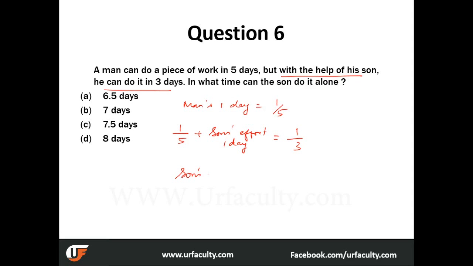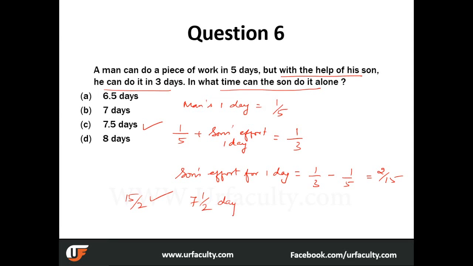So son's effort for 1 day is equal to 1 by 3 minus 1 by 5. We will cross multiply, keep it simple, 2 by 15. So son's effort for 1 day is this much. So how much time will it take for son to complete the whole task? 15 by 2. What time can the son do it alone? It's 15 by 2, right? Reciprocal of this. And what is 15 by 2? 7.5 days or 15 by 2 days. Right? Simple, right?